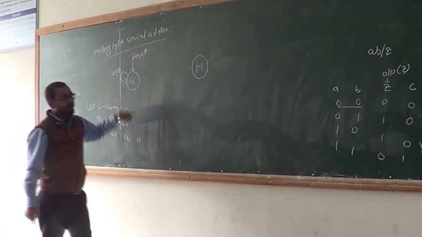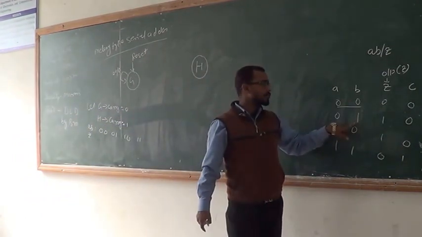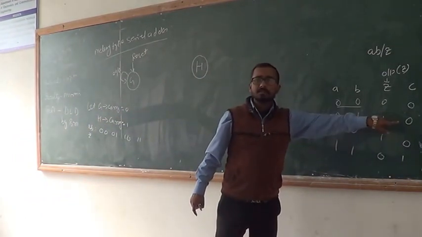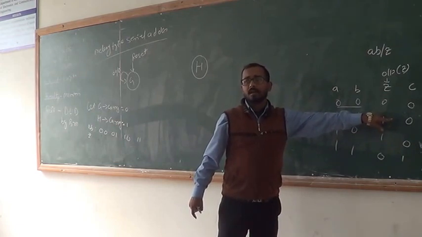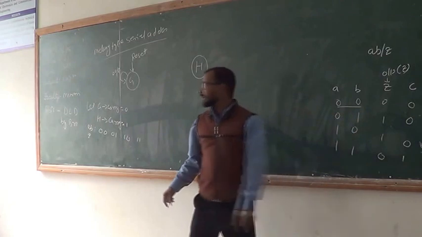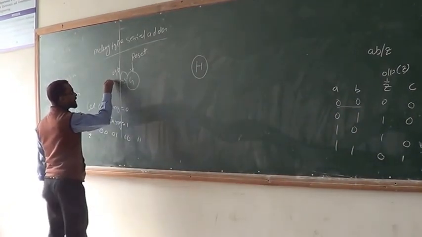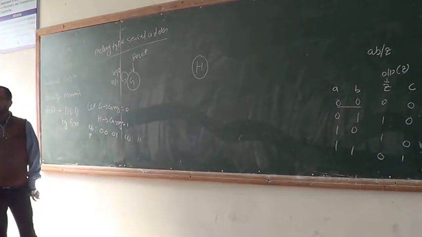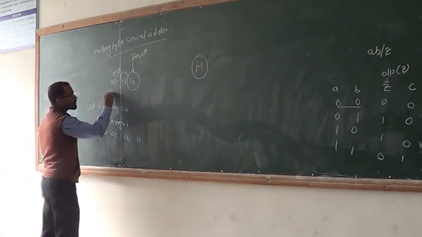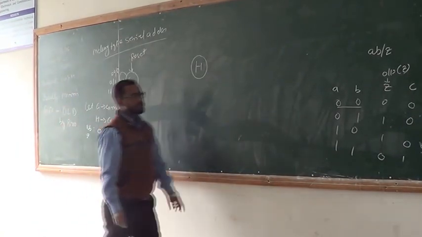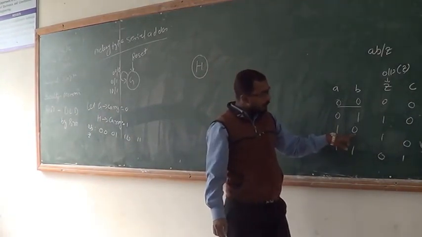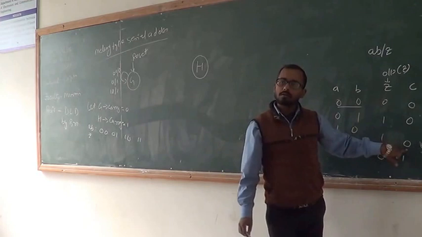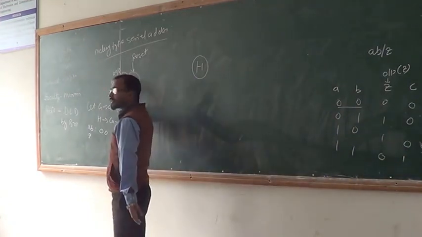It will not transit. If 01 comes, then output is 1 and carry is 0. That means it stays at the same state. When 01 comes, the output becomes 1 but the state does not change. Why does the state not change? Because carry is still 0. Now 10 comes, the output becomes 1, but carry is still 0. Therefore we do not transit, we are staying here.